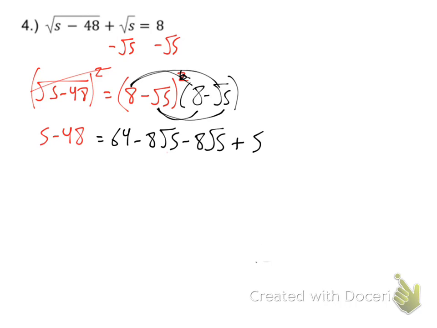But do you guys notice that I probably should gather those two up? I got a negative 8 of something minus 8 of the same thing. How much do I have? So it's a minus 16 of them, and them are square root of s.